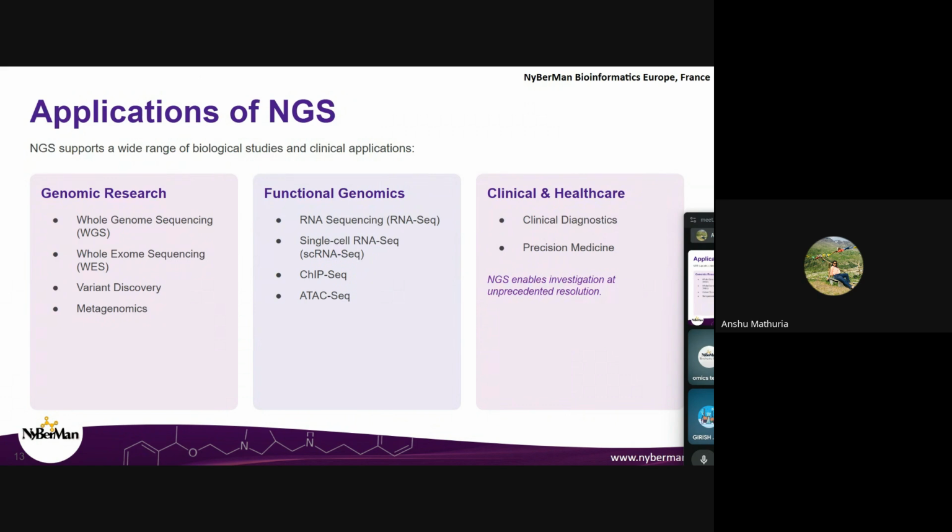And similarly, ChIP-seq and ATAC-seq. In clinical and healthcare, we can understand this as clinical diagnostics and precision medicine. In clinical diagnostics, you can tell the transcription levels of cancer patients and normal patients. And precision medicine is becoming more famous and widely used because people are very focused on getting a precise medicine for their own disease. So that has enabled this field to grow more and more, because you understand one patient's genome, then you synthesize the medicines for that particular patient, only for the patient you have analyzed. So this field is very emerging and it has a lot of scope in medicine, healthcare, and all of that.